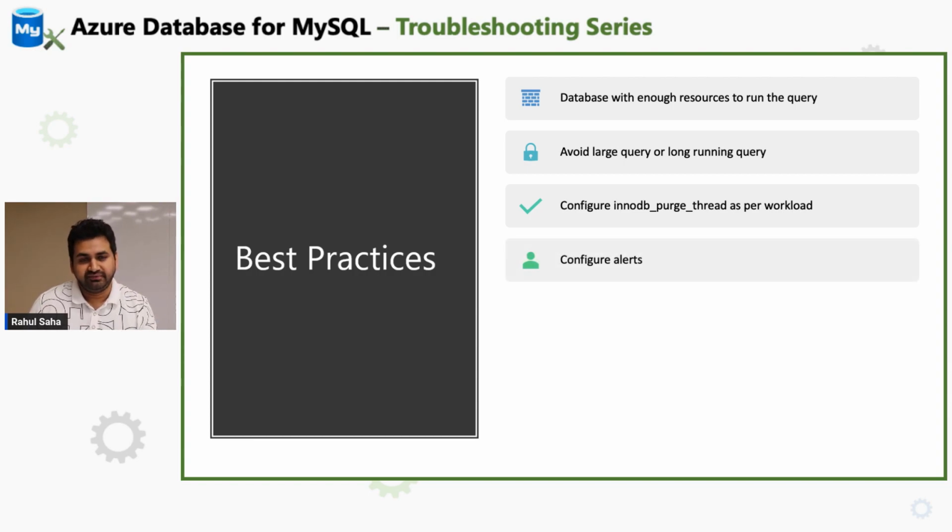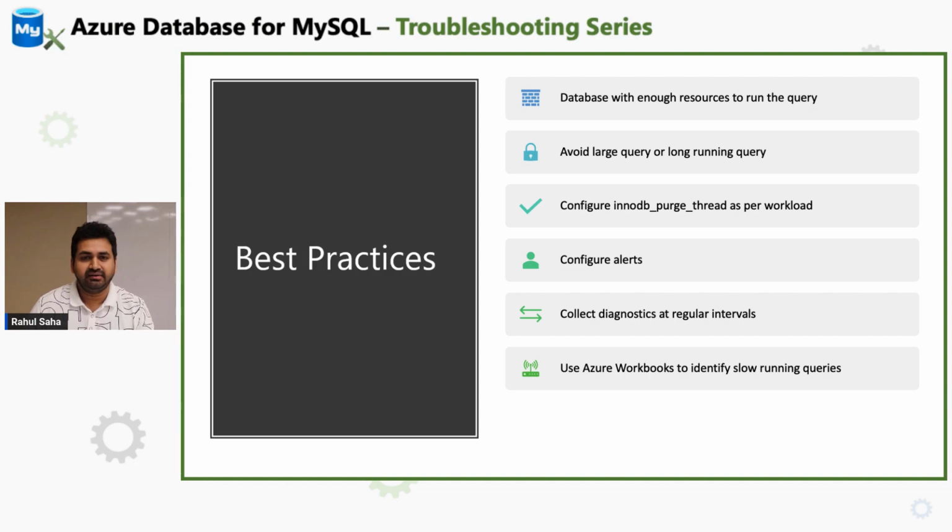Next point, you should configure alerts so that you get regular alerts and you don't miss out on any mishap happening in the database system. Also, at regular intervals of time, you should collect diagnostics, because that can give a different set of information which can help mitigate issues related to performance. And the most important thing other than all these is that you should always enable the Azure workbooks. It also gives a UI interface where you can see these slow running queries.